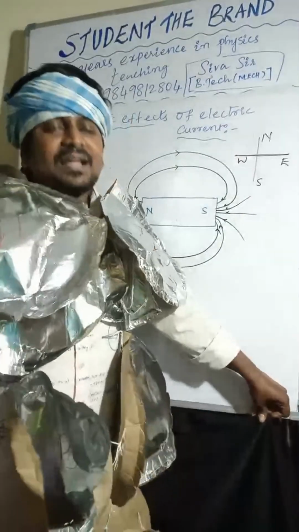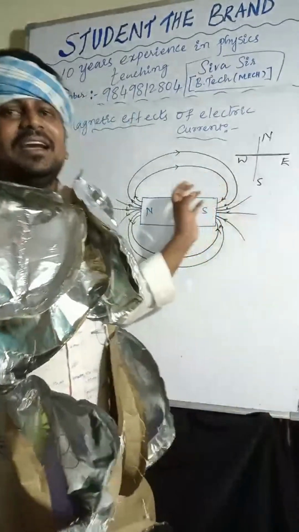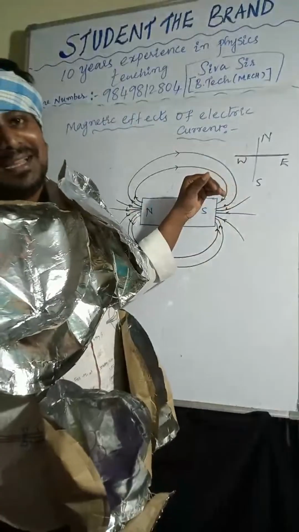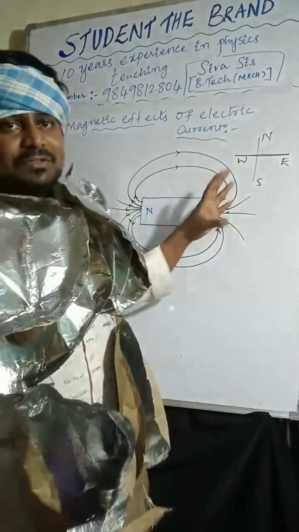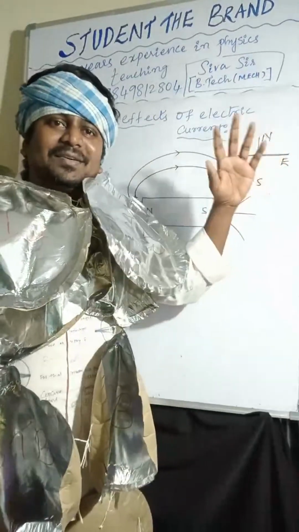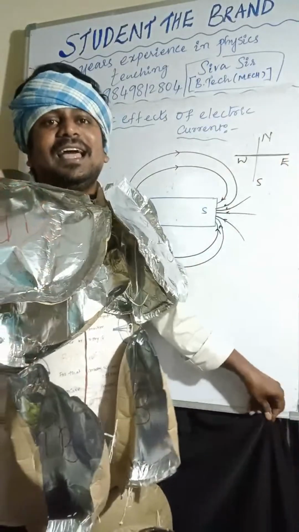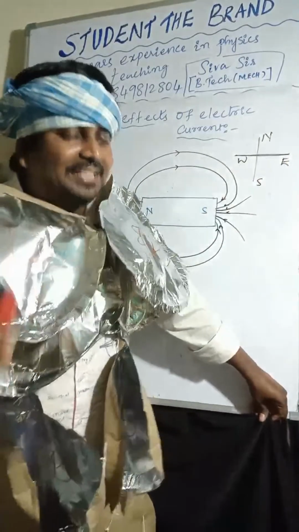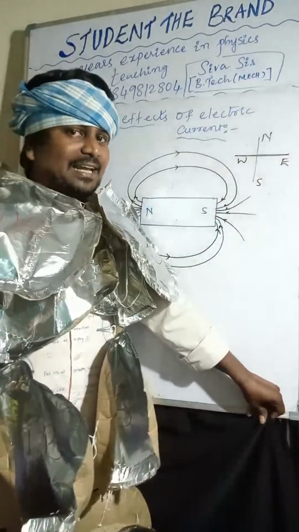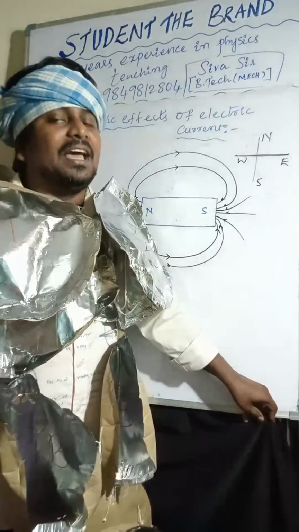Right? So around the magnet the field will be north to south, and inside of the magnet south to north. Those are closed loops and they never intersect. Field lines never intersect. Is it clear? So this is about the magnetic field around the magnet.